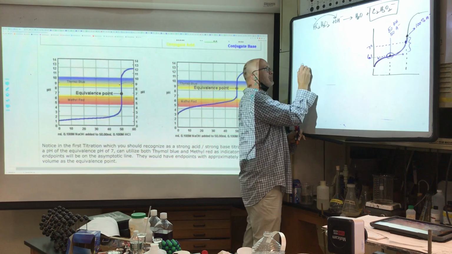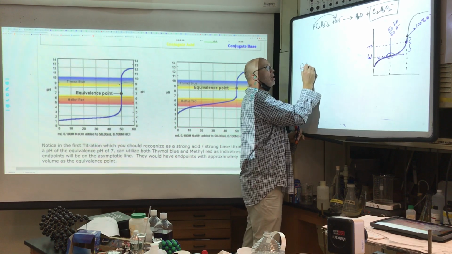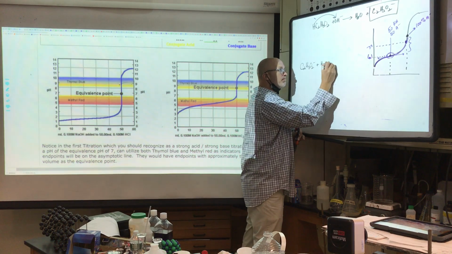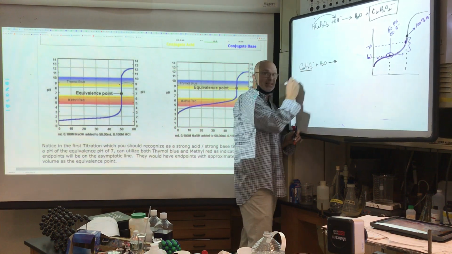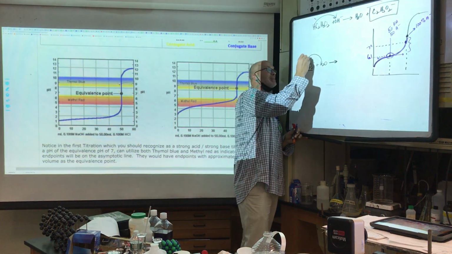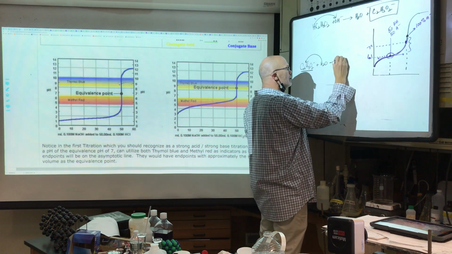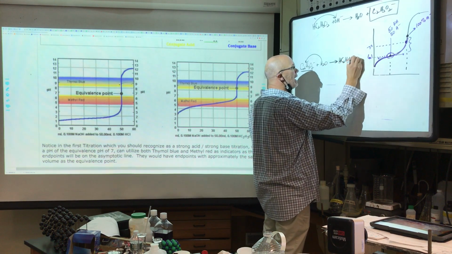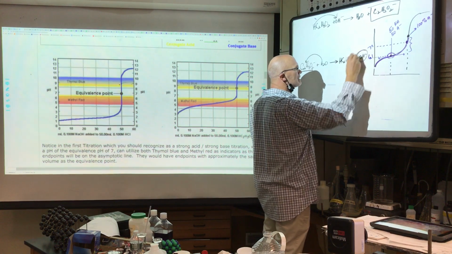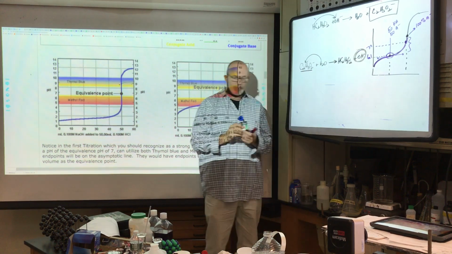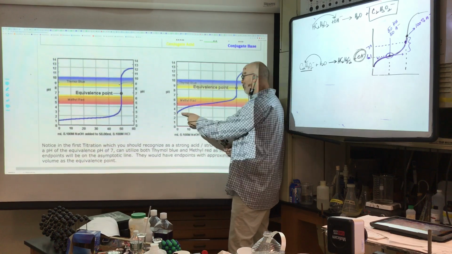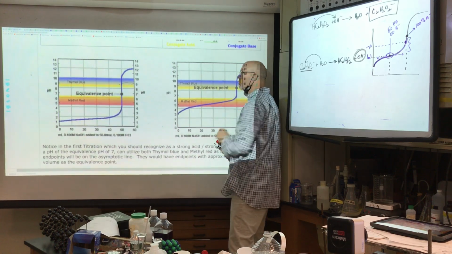That conjugate base, C2H3O2 negative, sits in water. It has an ability to be a base. It rips H away, so it reforms the acid, HC2H3O2, and makes hydroxides. Your equivalence point is going to be above 7 because, right here for a weaker acid, you've got a stronger conjugate base.